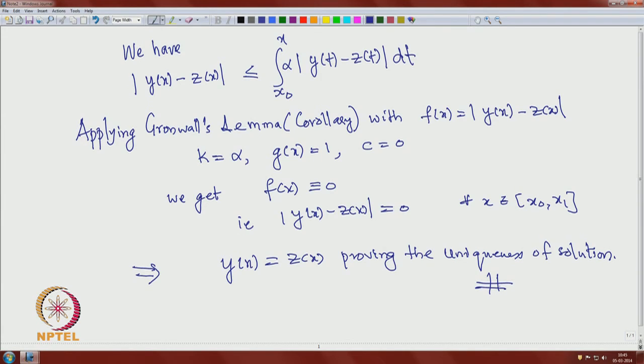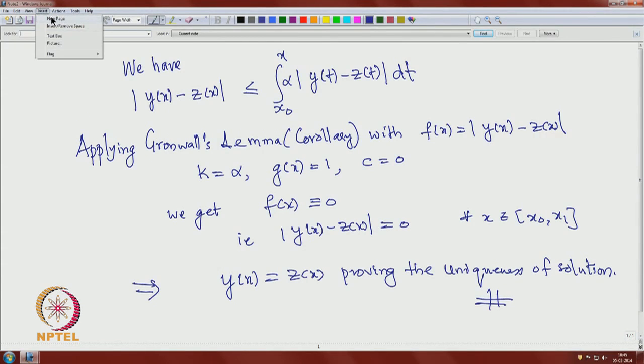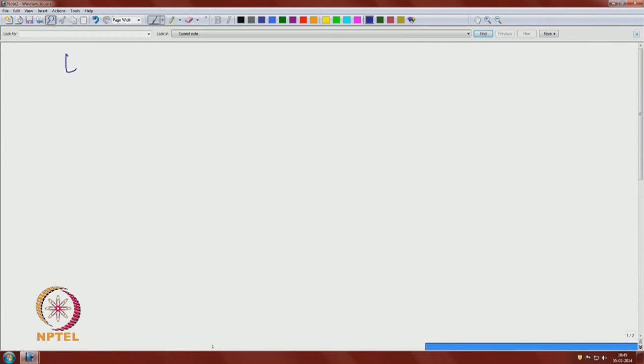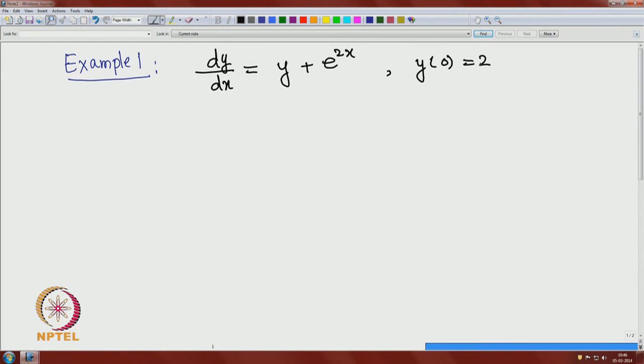Now we will consider a few examples. Example 1: dy/dx is equal to y plus e to the power 2x, with initial condition y(0) is 2. So look at this simple initial value problem.